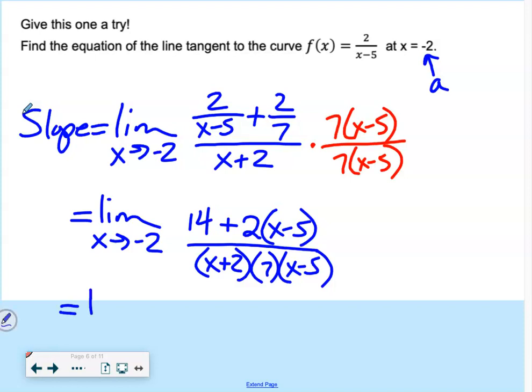Okay, so instead, we just need to multiply out and combine like terms on top. So we have 2x, and then we have plus 14 minus 10. 2 times 5 is 10. So 14 minus 10, you end up with plus 4.